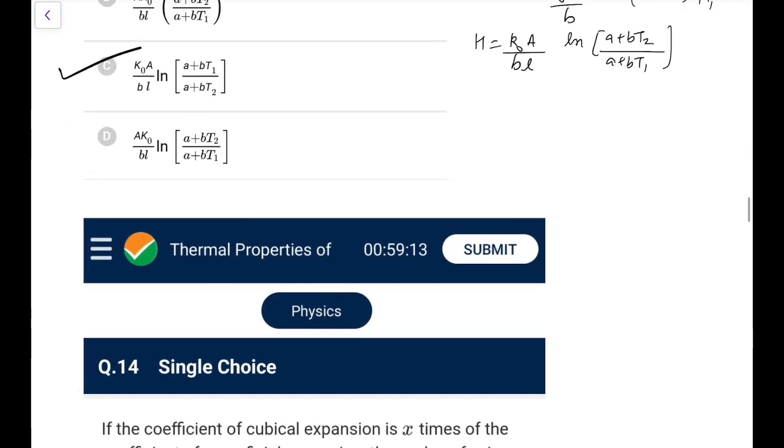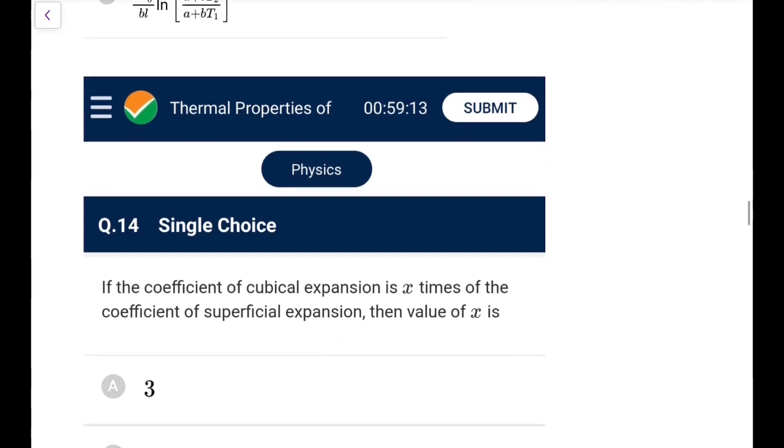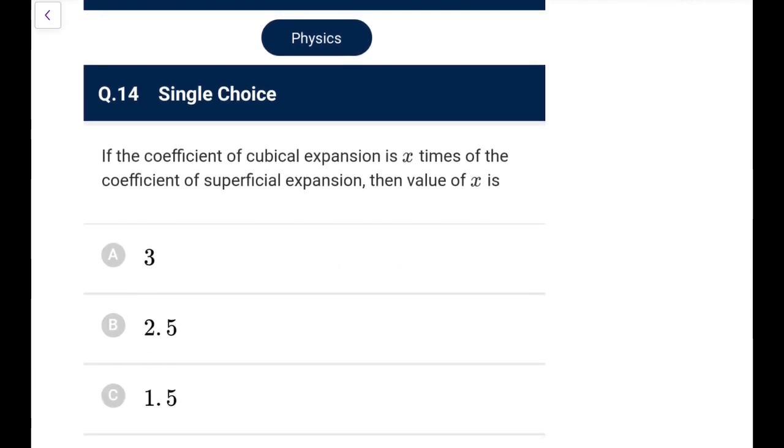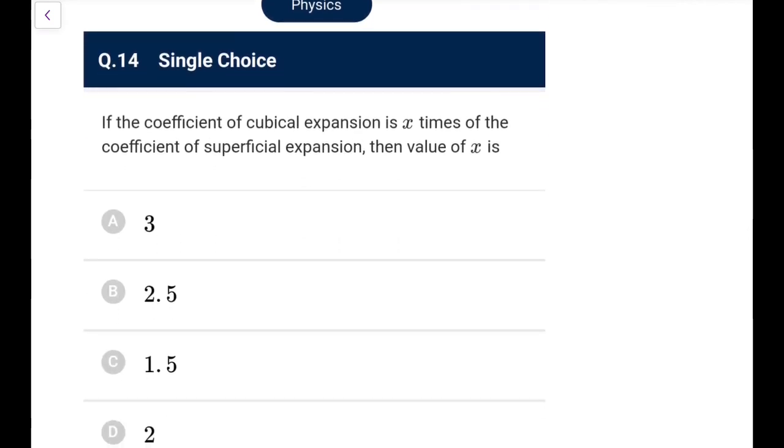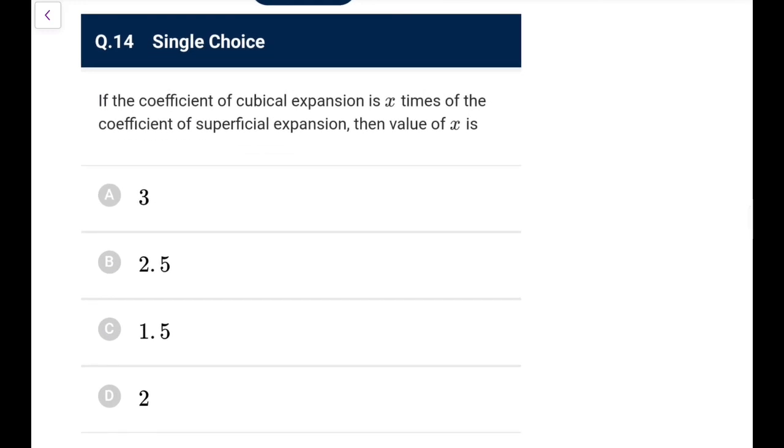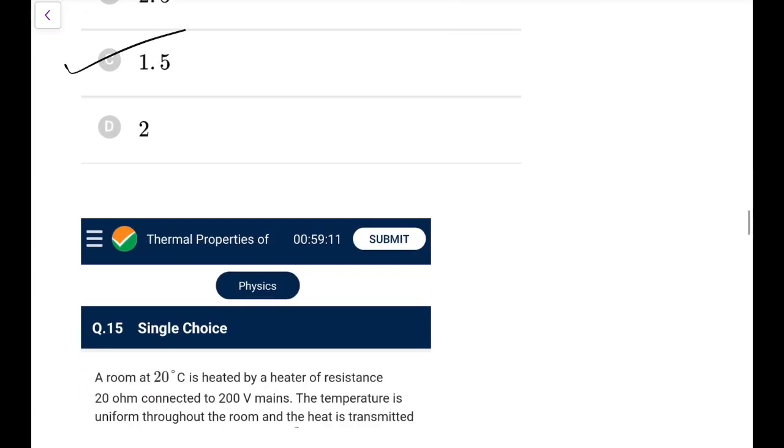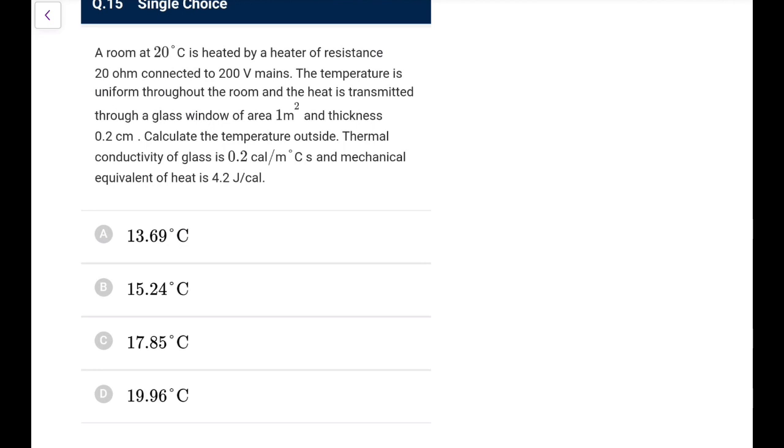Whatever, you are smart enough, you know it would be a positive quantity, so it would be a plus btn upon a plus btt2. If the coefficient of cubical expansion is x times the coefficient of superficial expansion, you know it is 1.5. No point in explaining this. Alpha is beta and gamma relation.